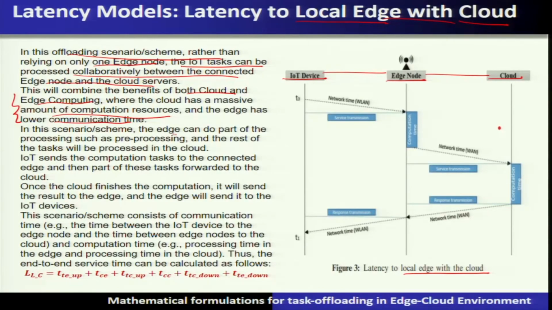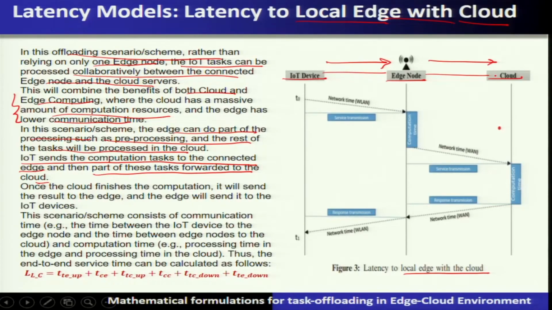So in this scenario, the edge can do a part of the processing, such as pre-processing, and the rest of the task will be processed at the cloud. So both edge and cloud together will collaboratively be used to offload the task from IoT and to solve the problem in a latency sensitive manner. Therefore, the IoT sends the computation task to the connected edge first, and then part of this task will be forwarded. So the edge node will forward some of the task to the cloud to complete it.